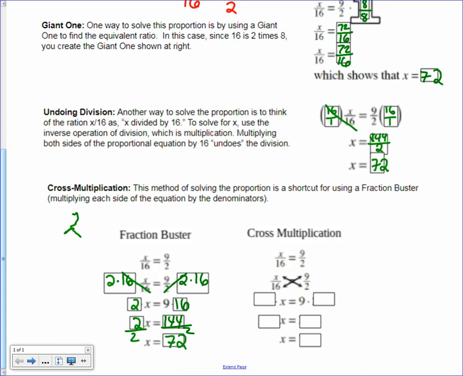To show this as cross multiplication, I'm going to multiply diagonally. So I'm going to do 2 times x and 9 times 16. Still going to get 2x equals 144. Divide both sides by 2 and get x equals 72. So any of the methods that I choose to use to solve a proportion, I still ended up with x equals 72.